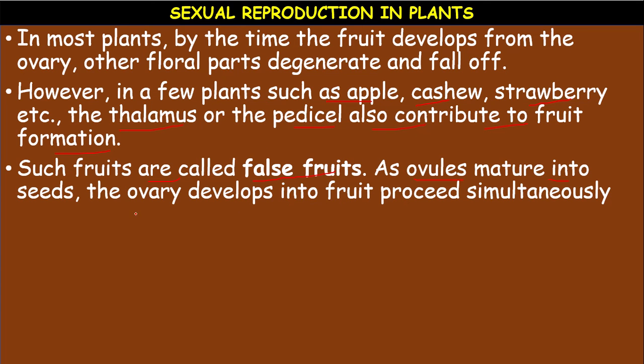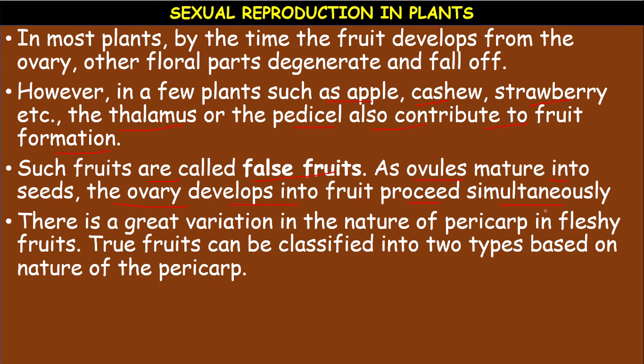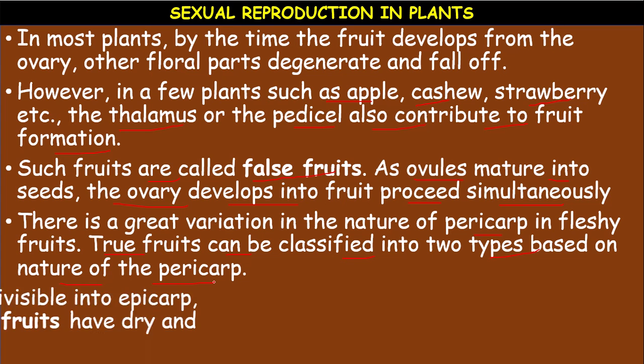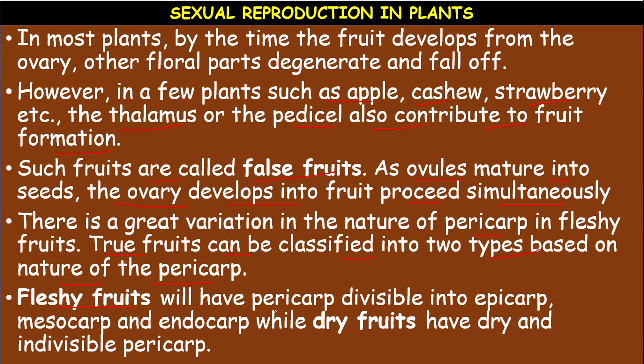As the ovules mature into the seeds, the ovary develops into fruit, proceeding simultaneously. There is a great variation in the nature of pericarp in fleshy fruits. The true fruits can be classified into two types based on the nature of pericarp. The fleshy fruits have the pericarp divisible into epicarp, mesocarp and endocarp, while the dry fruits have dry and indivisible pericarp. Indivisible pericarp means the pericarp is not divided into exocarp, mesocarp and endocarp.